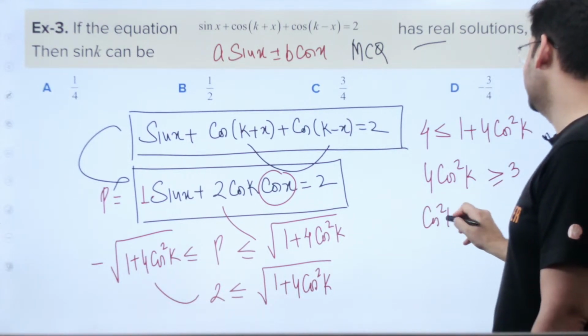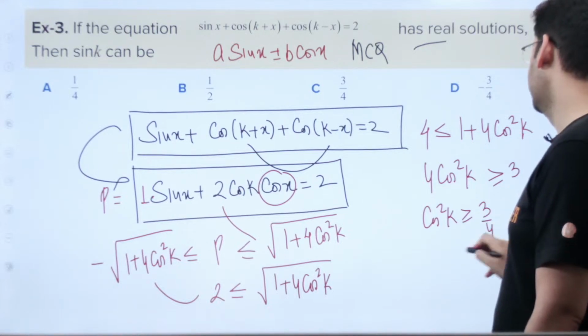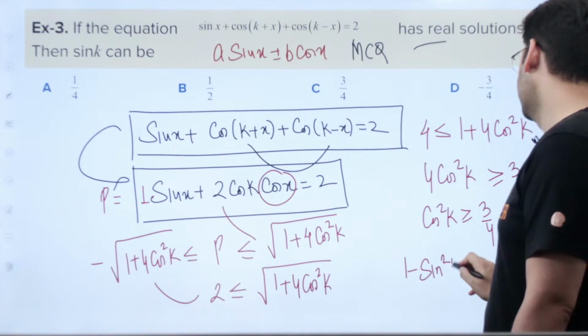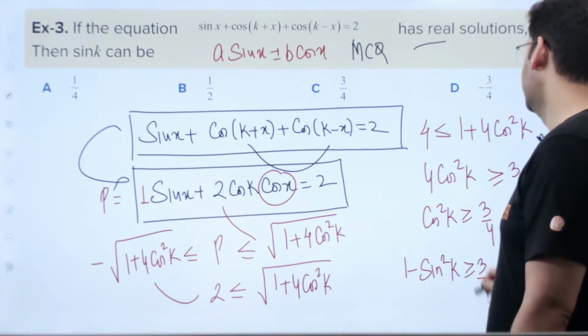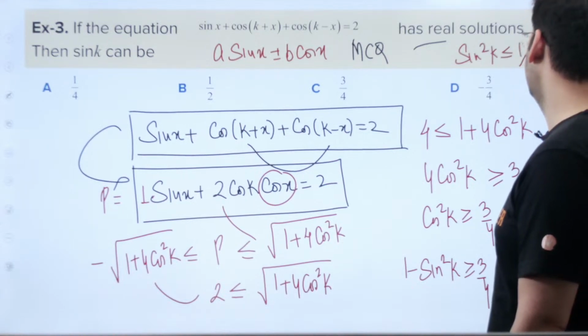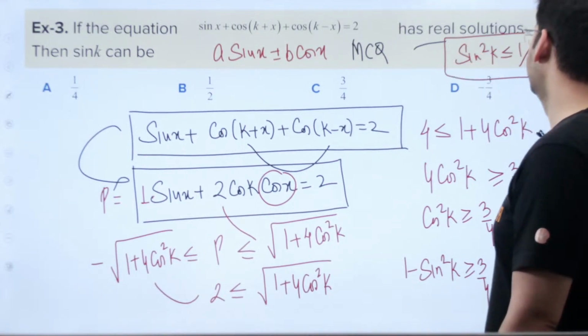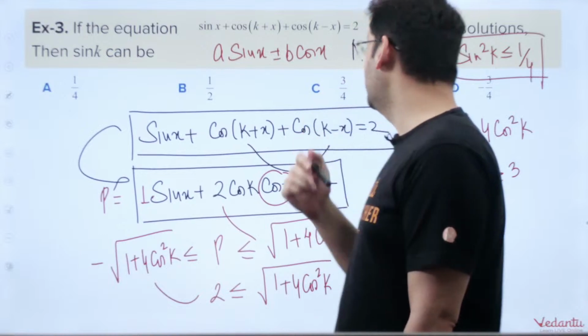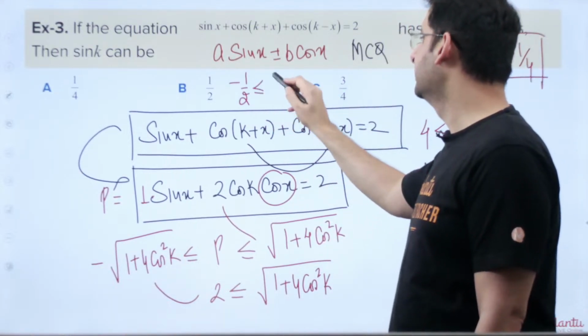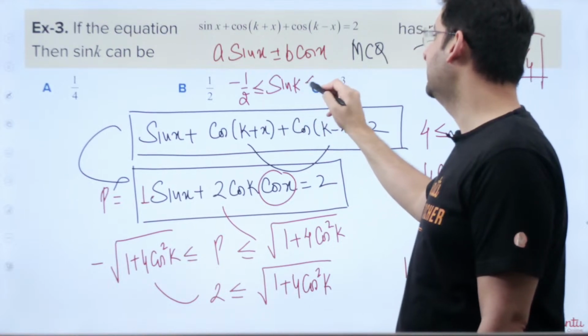Cos square k is greater than or equal to 3 by 4. We have to find sin k. So 1 minus sin square k is greater than or equal to 3 by 4, giving us sin square k less than or equal to 1 by 4, or sin k between minus half to half.